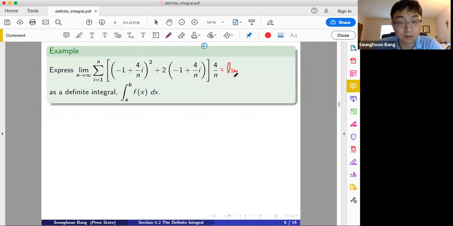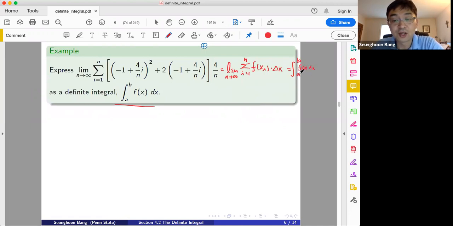Limit as n approaches infinity, summation i equals 1 to n, we have f of xi times delta x. You can change it like this. You can change this to this form, the integral from a to b of f of x dx.